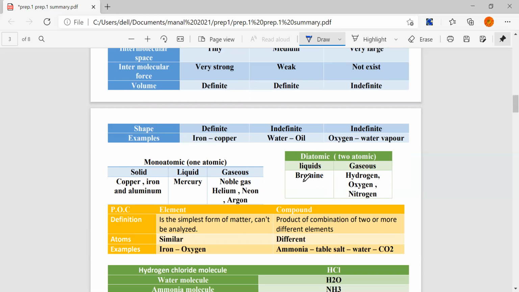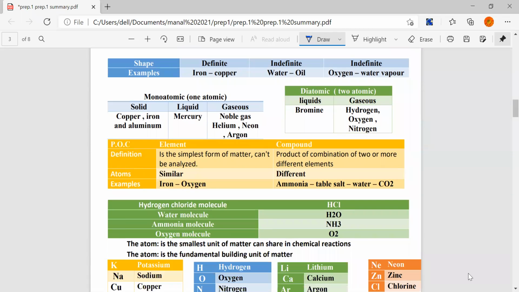Diatomic means their molecules consist of two atoms. We have one liquid element consisting of two atoms, which is bromine. And active gases such as hydrogen, oxygen, nitrogen have molecules that consist of two atoms. Yes, I know you, very excellent.